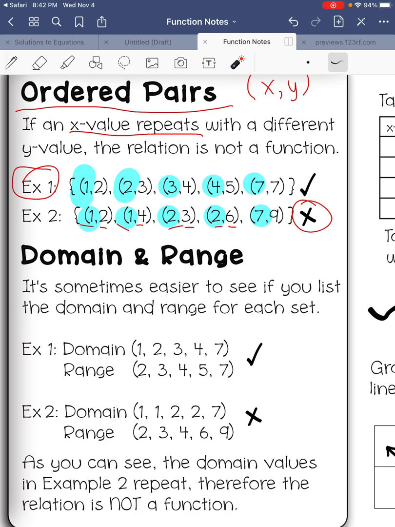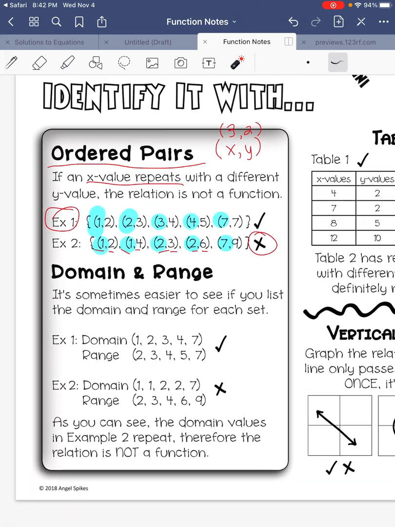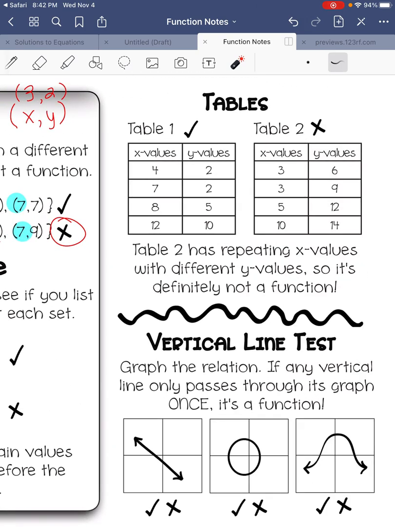So all we're going to be doing is working with identifying sets like this of, are they a function or not? But we're also going to look at tables. This is one other way, and then we're going to look at some graphs as well. So in a table, you have your X values in one column, and then your Y values in another. So again, let's look at our X values. I have 4, 7, 8, 12. Do any of those numbers repeat? No, it's a function. Now in my table 2, here are my X values. I have 3, 3, 5, 10.